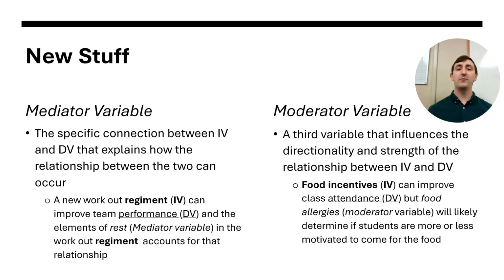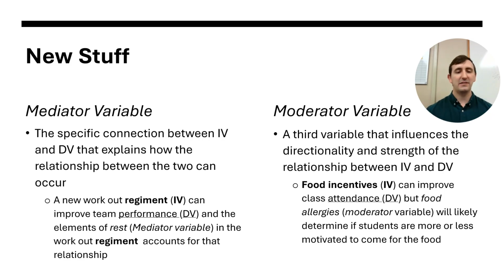Now let's get into some new terms. Now that we're dealing with an experimental design, we have some more variables to consider. One being a mediator variable and one being a moderator variable. These are different than confounding variables, and they're different than independent and dependent variables, and we'll talk more about them here real quick. So let's start with mediator variable, right?